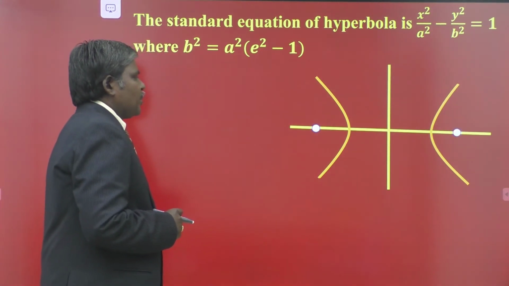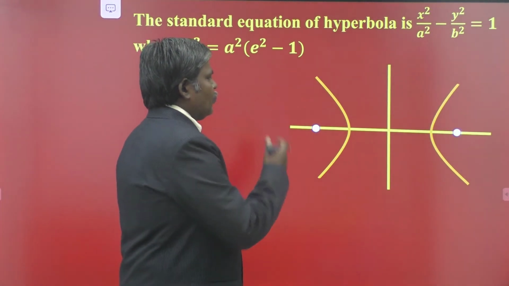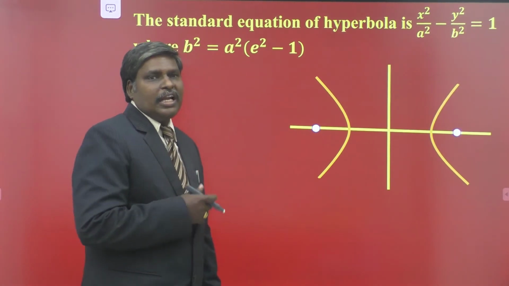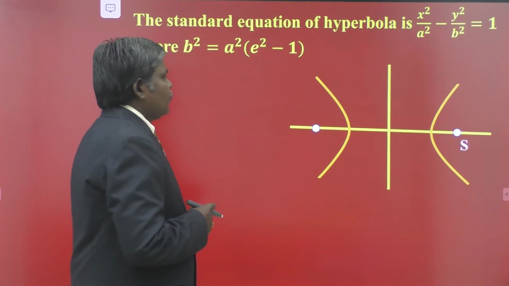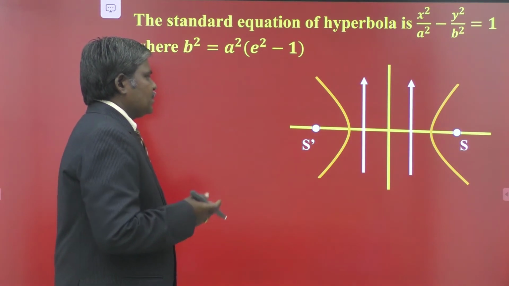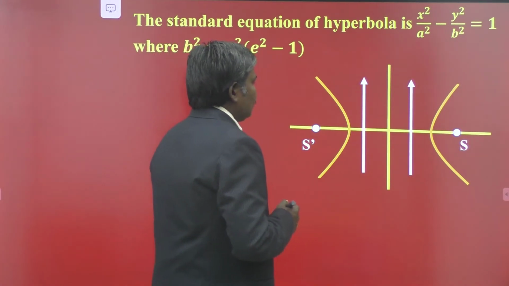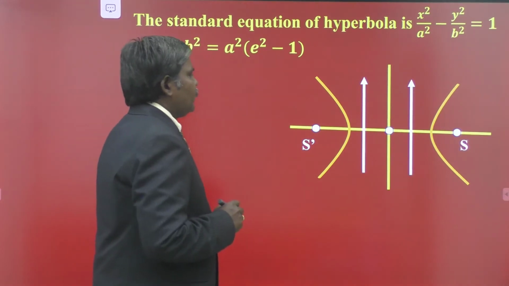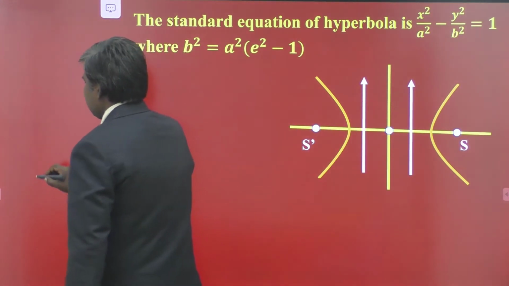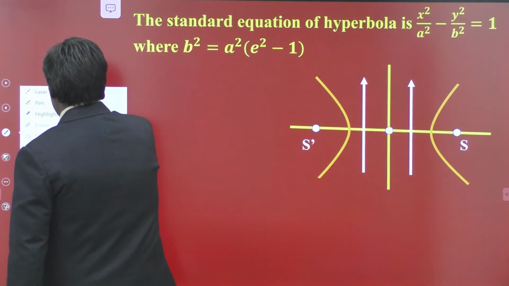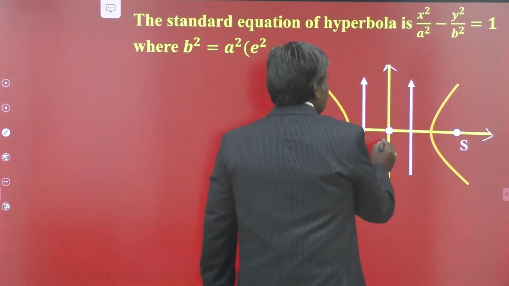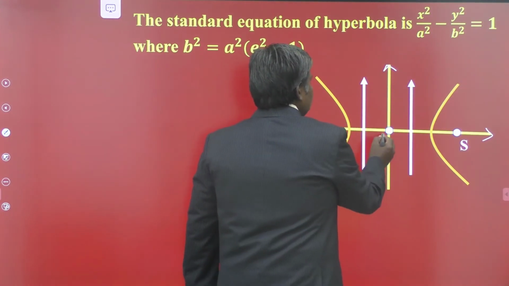Now these are its corresponding foci. Because the curve is symmetric about the y-axis also, there exists another focus and another directrix, as in the ellipse. This is one focus, this is the other focus S dash. These are the corresponding directrices L and L dash respectively. And this is the point of intersection of the coordinate axes, the x-axis and y-axis. This is your y-axis and this is your x-axis. This is the origin, say C.